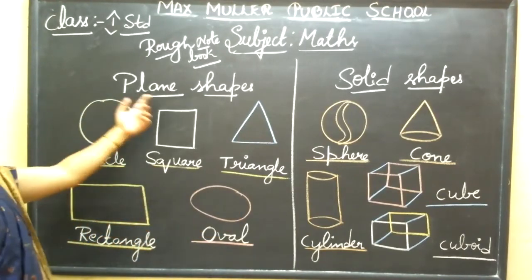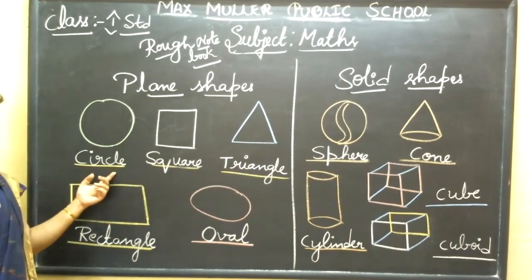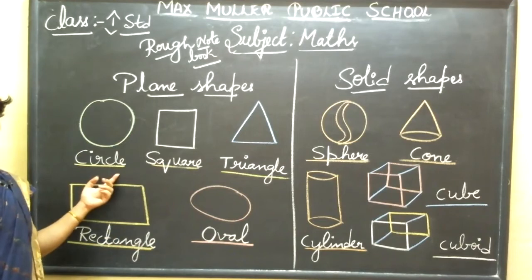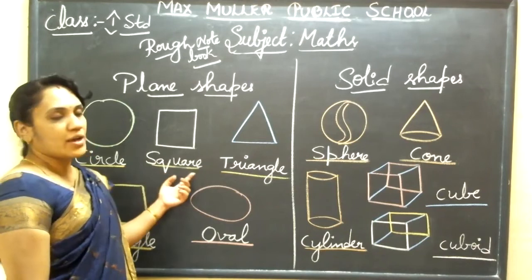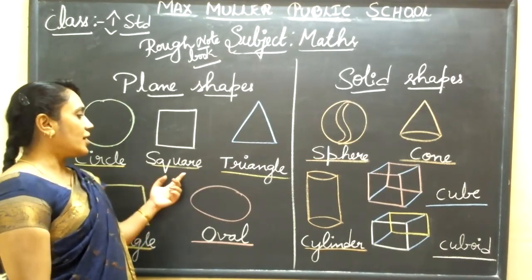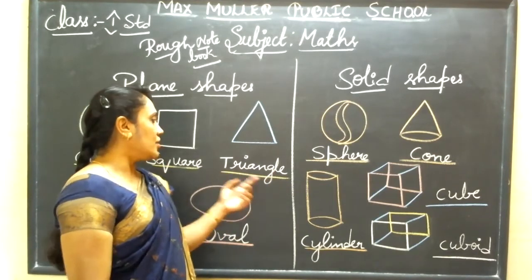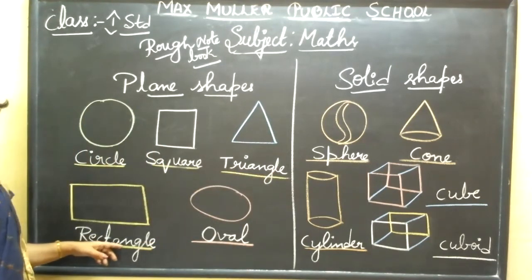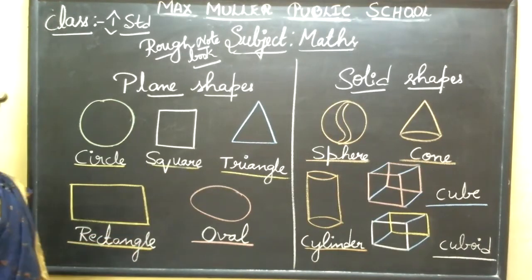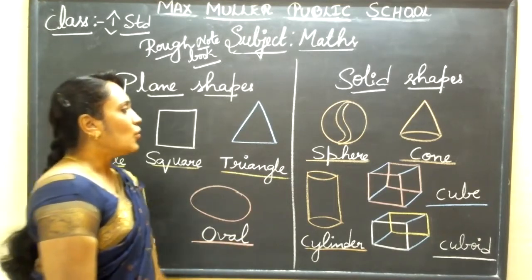Yes, say plane shapes. Circle, circle. Square, square. Triangle, triangle. Rectangle, rectangle. Oval, oval.